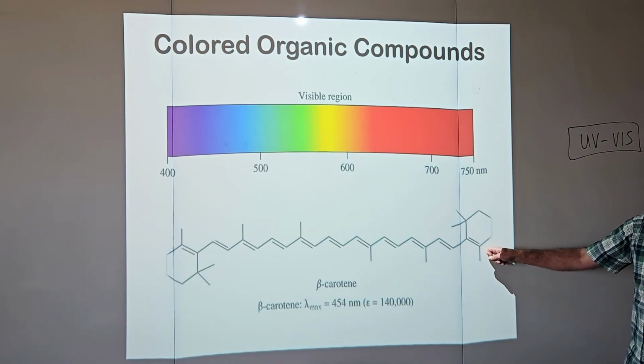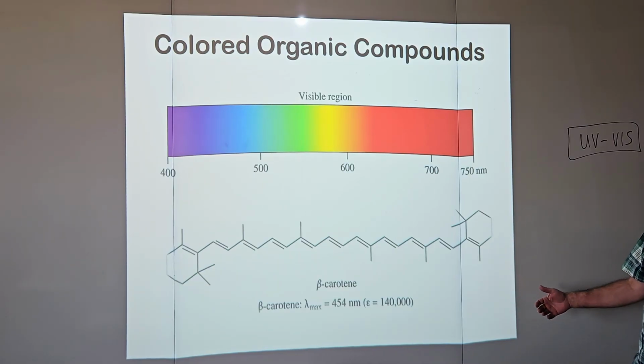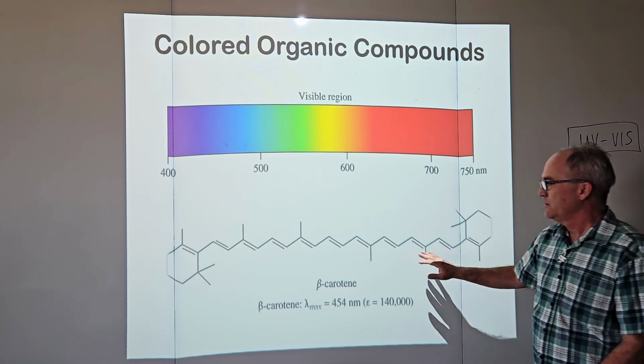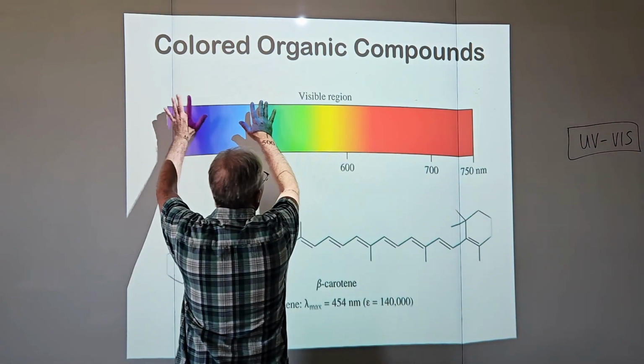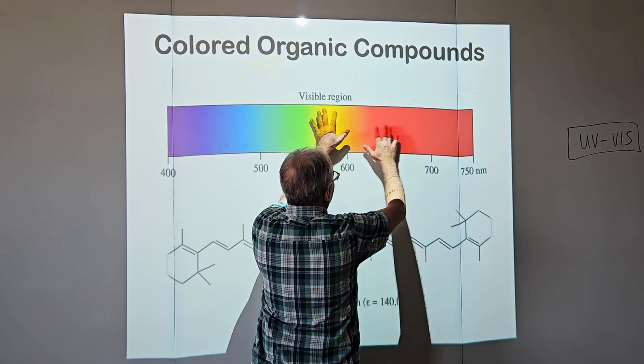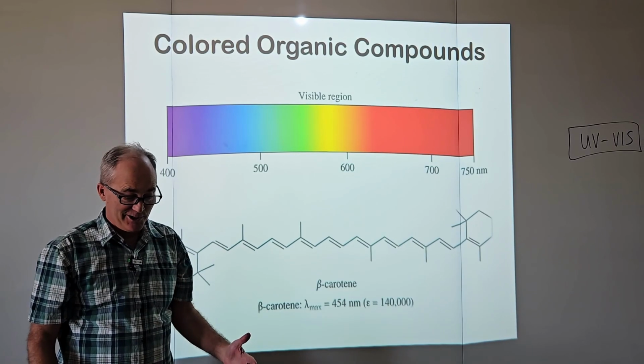What color is a carrot? Orange. All right, why is a carrot orange? Because it has a lot of beta carotene in it. So it absorbs all this blue-green, and what gets passed or reflected or not absorbed is that color, and that's why a carrot appears orange.